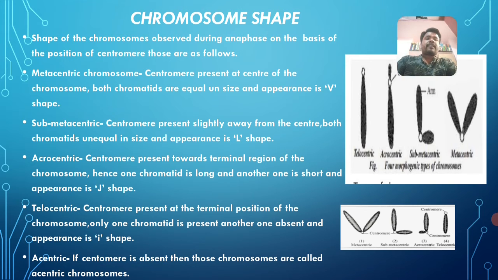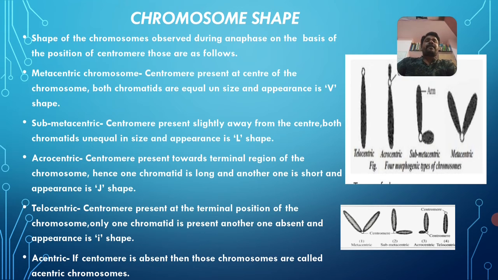Let us study the first one, that is metacentric chromosome. See, in this slide in a corner, you can find the diagrammatic representation of different shapes of the chromosomes. One is V shape, another is L shape, one more is J shape, and another is the I shape structure. The alphabetic V, L, J and I shaped chromosomes are present here. On what basis do these chromosomes show their shape? By means of the position of the centromere.